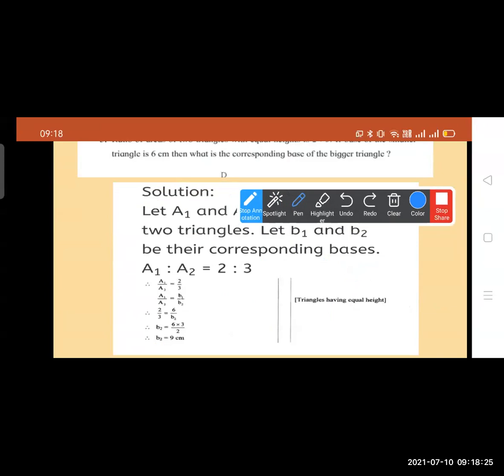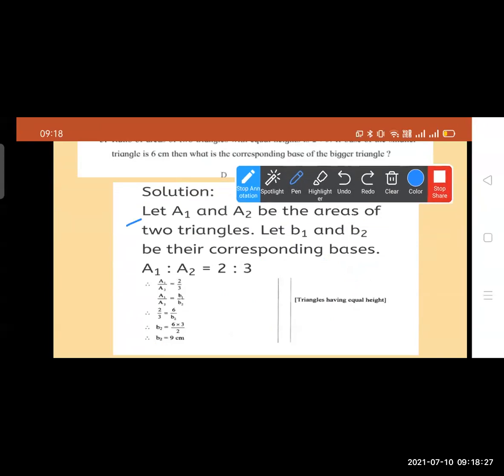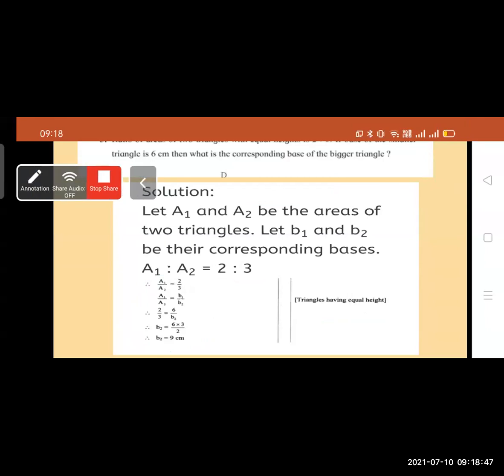So see, in this way, we indicate A1 and A2, the area of the two triangles, and their corresponding bases are B1 and B2. Then they give the area by using the triangle having equal height. Triangle having equal height, then we get the value of B2. Okay, student? Now next question.